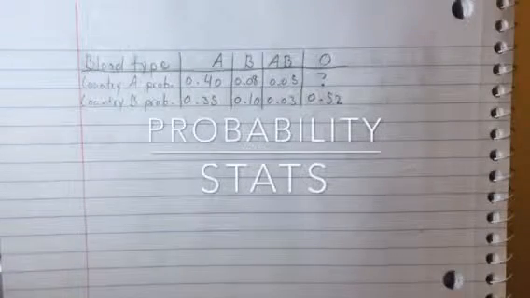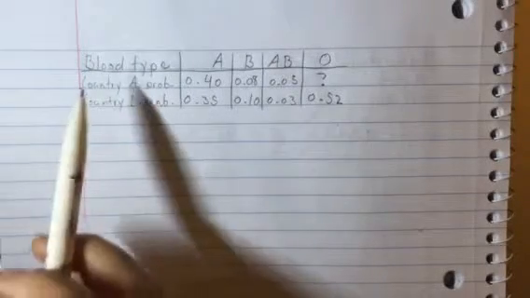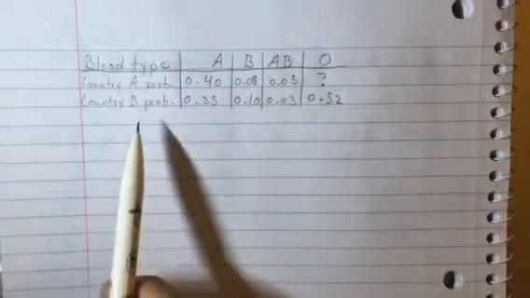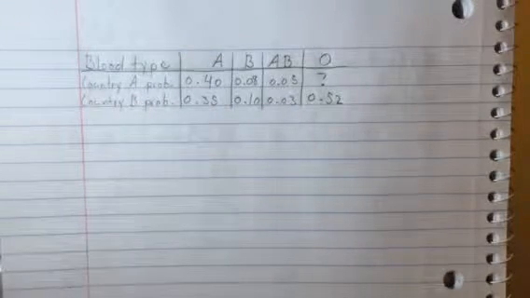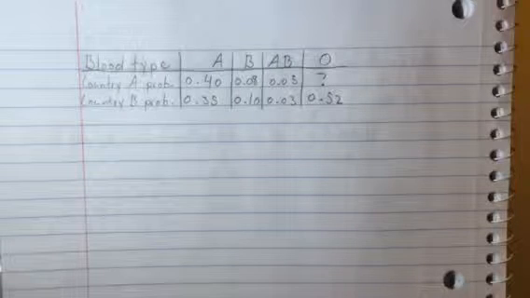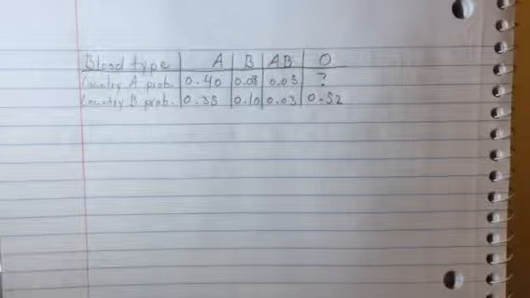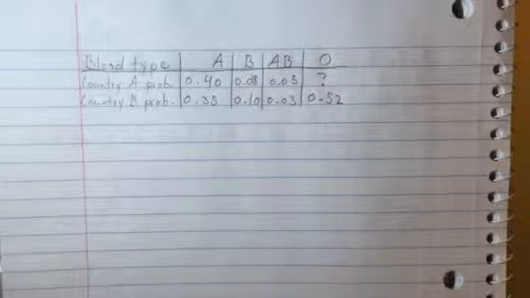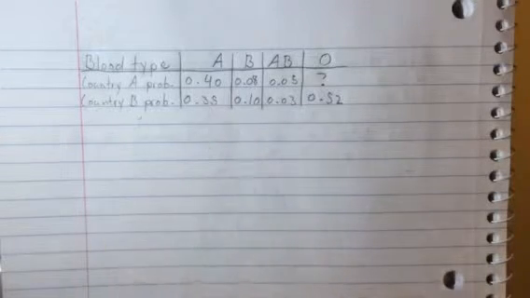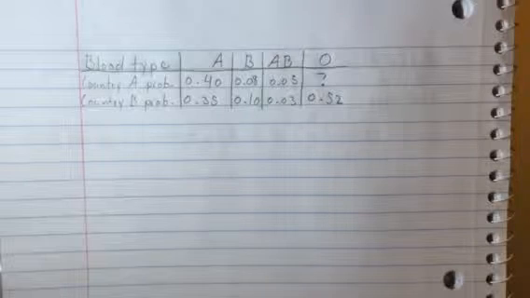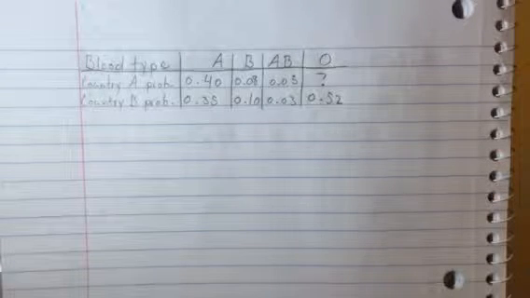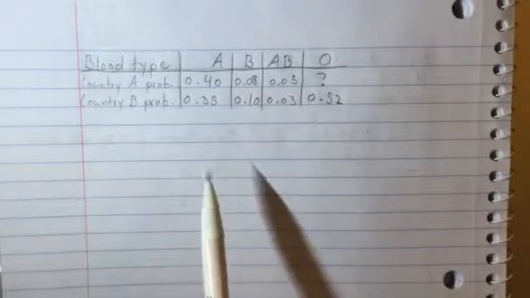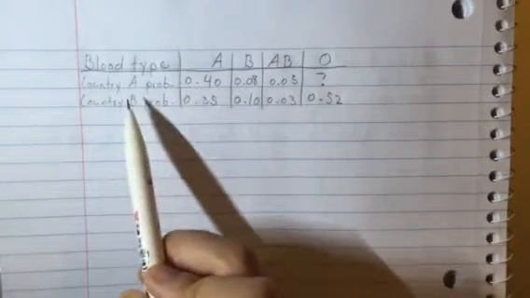Hello everybody, today's lesson is on probabilities, on blood types A, B, AB, and O, for country A and country B. Suppose that the distribution of blood types for a randomly chosen person in each of 2 European countries is given as this right here. We want to know what is the probability of blood type O in country A. Once again, we want to find out the probability of type O blood in country A.